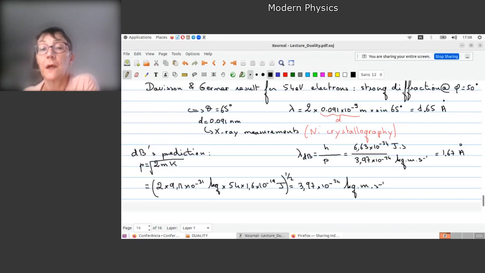Obviously, you have the errors of the experiment, so I put some numbers here, but it indicates really that it seems true that these material particles, which have a mass and a very well known particle-like behavior, also have a wave-like behavior.